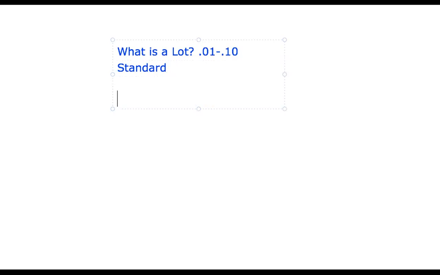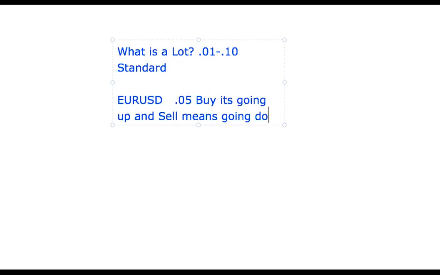So this is what your lot size is gonna look like. When you're trading, it's gonna look like you're trading Euro USD with say a 5 cent lot size. And whatever you get in a buy, which means it's going up, and sell means going down. So you can get a buy or sell on Euro USD.